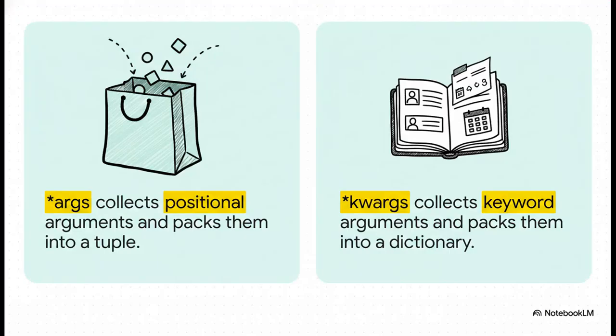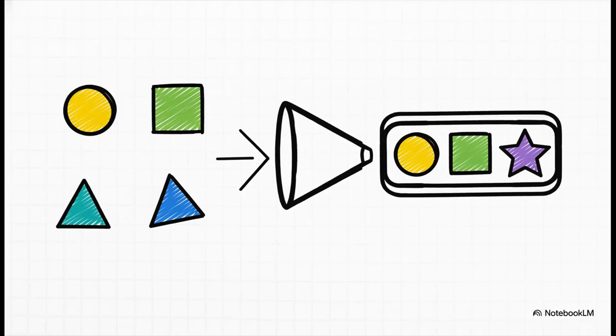Let's break this down with two really simple analogies that'll make this stick. Think of args as a shopping bag. You can just keep tossing items in: 1, 5, 100, it doesn't matter. Python just gathers all those positional arguments up for you and packs them into a tuple. On the other side, you've got double star kwargs, which is kind of like a contact book. It collects all your named or keyword arguments, like name equals Adatilgon or age equals 30, and organizes them into a nice clean dictionary.